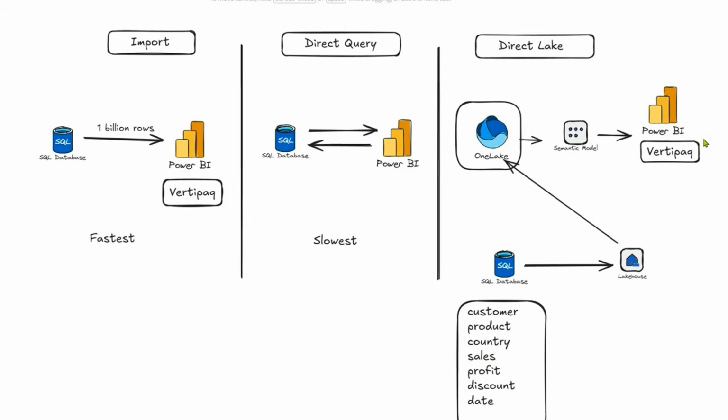Whenever we create any chart inside the Power BI report, like sales over time, we need the sales and date columns for the chart. So only the sales and the date columns will be loaded inside the VertiPaq engine. And now it will behave as import mode and it will give you the fastest performance.